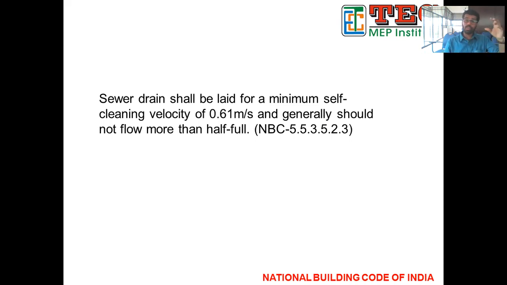So normally when it comes to drainage, we mostly deal with half flow, more than full flow. For not getting any blockage, it is better to give half flow. So half flow pipes are usually recommended for drainage sewer pipes. This is in NBC clause 5.5, 3.523, about the velocity, and it should not flow more than half full.